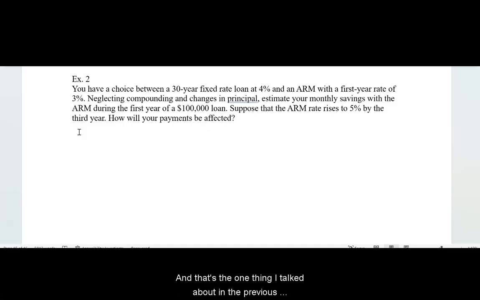And that's the one thing I talked about in the previous video: when we have a fixed rate loan, your interest rate is fixed. So in this particular problem, for those 30 years of payments, you'll be at a fixed rate of 4%. But with the adjustable rate mortgage, a lot of times you will start off at a lower percent, but depending on how the interest rates are fluctuating, they could also then increase over time. So let's talk about this.